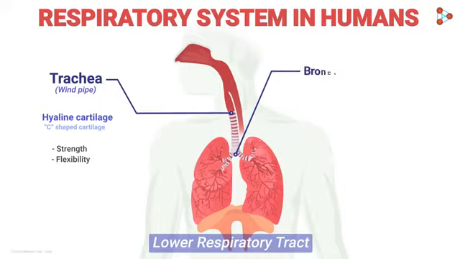This is called the bronchus. As we can see here, bronchus acts like the entry point in the lungs. It gets divided into two branches called the right main bronchus and the left main bronchus.